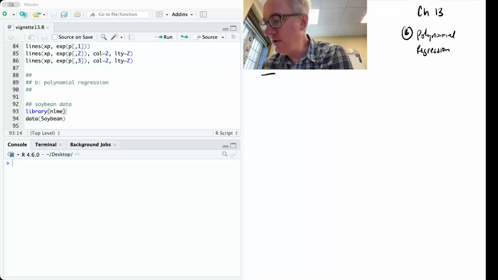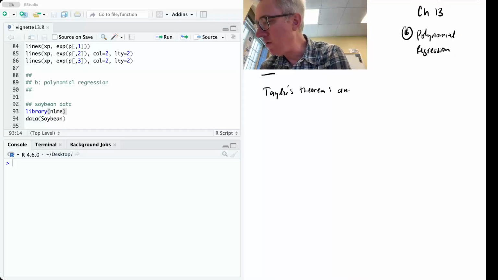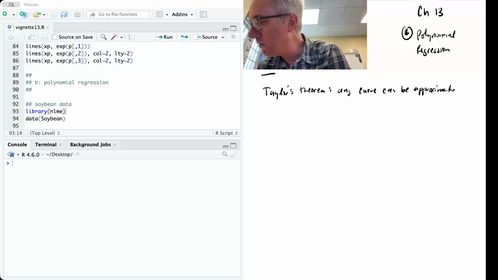All right, Taylor's theorem from calculus says that any curve can be approximated locally by a low degree polynomial.